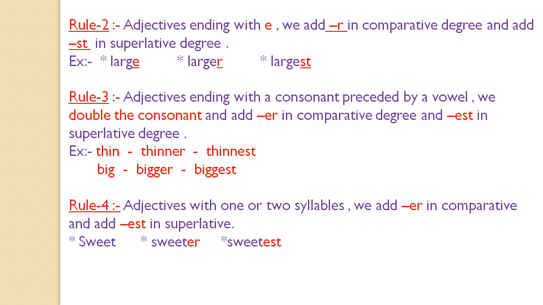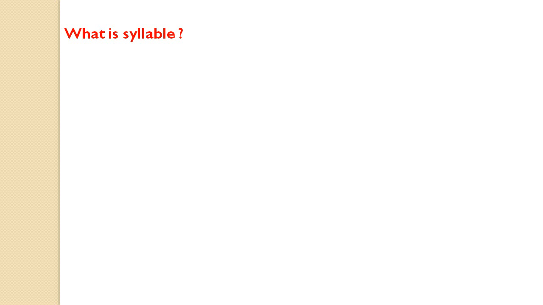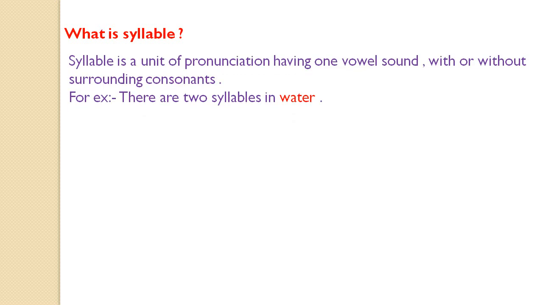According to rule 4, for adjectives with one or two syllables, we add er in the comparative degree and est in the superlative degree, such as sweet, sweeter, sweetest. I have used the word syllable in rule 4. What is a syllable? A syllable is a unit of pronunciation having one vowel sound with or without surrounding consonants. For example, there are two syllables in water. When we pronounce this word, we say wa-ter. So here are two syllables.